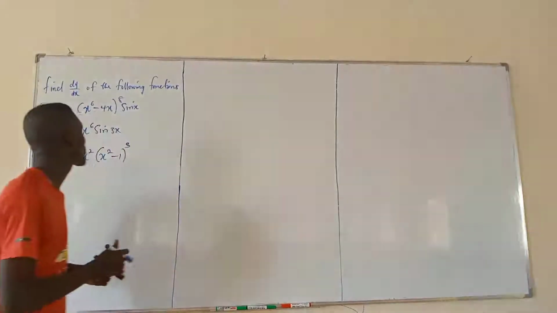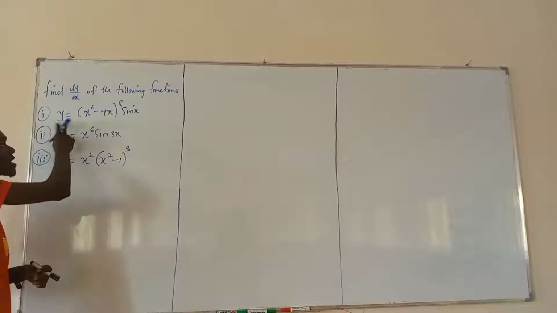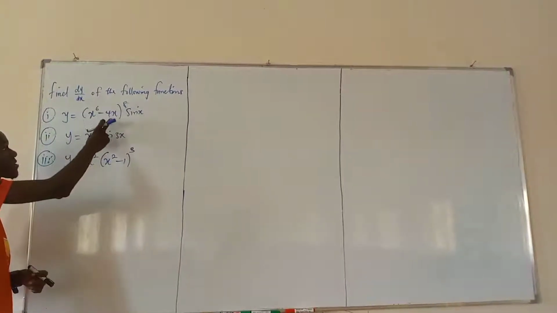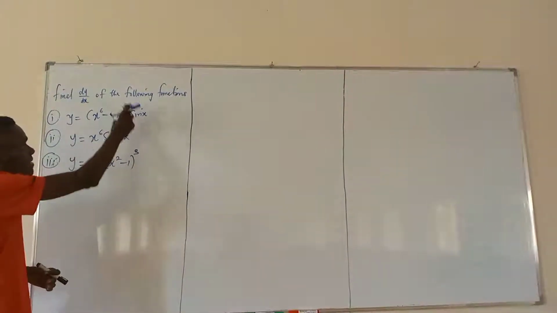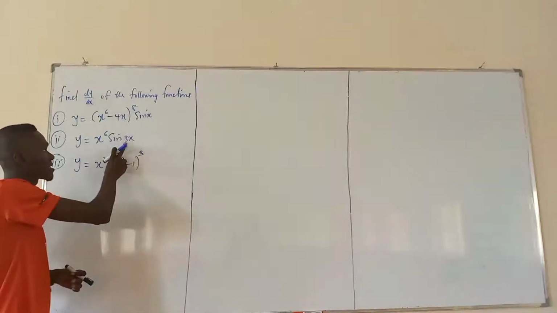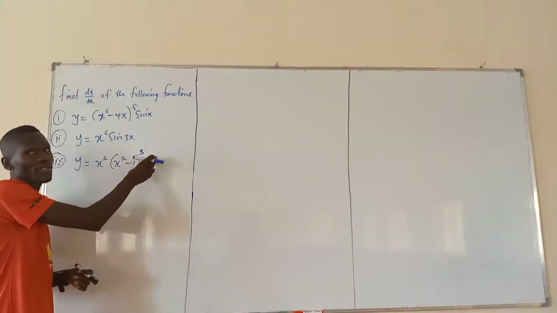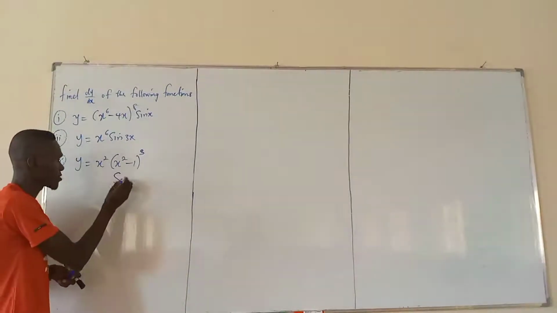Hi viewers, in today's video again we'll be differentiating all of these functions. The first one being y equals x raised to power 6 minus 4x, everything raised to power 8, times sine 3x, and the second one being y equals x^6 sine 3x, the last one being x squared times (x squared minus 1) raised to power 3. So let's just get down to business.